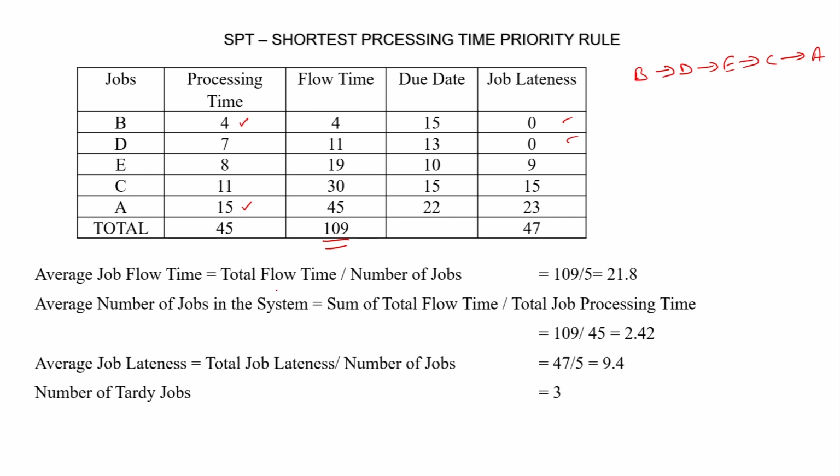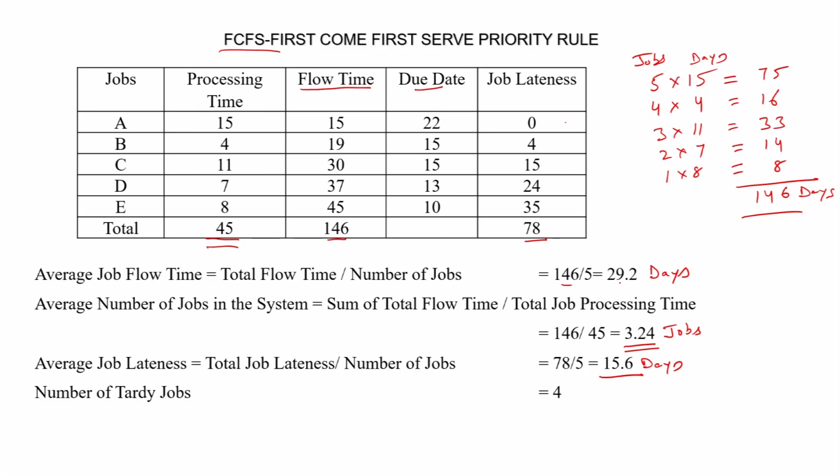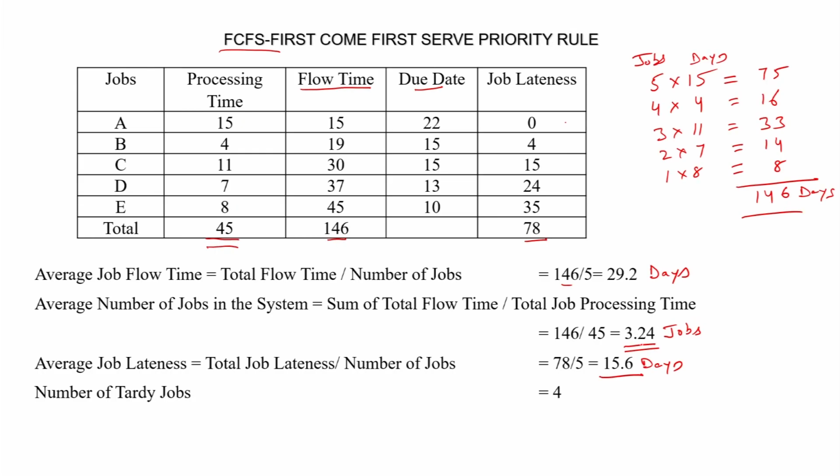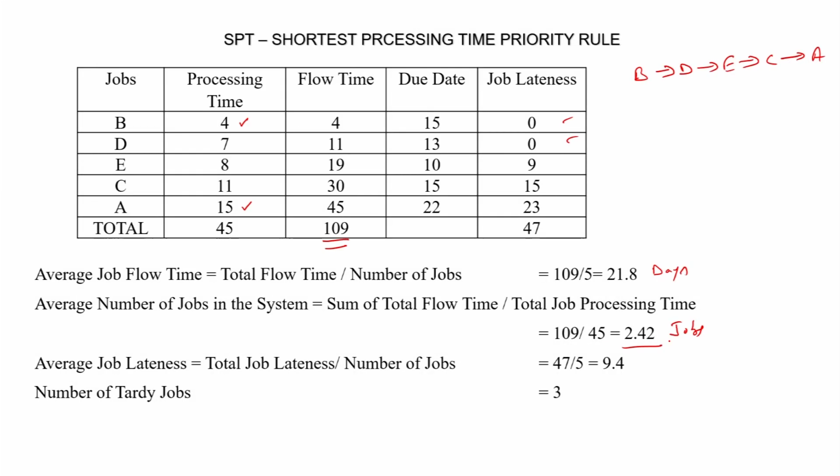Average job flow is total flow time divided by number of jobs, that is 109 divided by 5, 21.8 days is the average flow time, which is lower than the 29.2 days of the first come first serve system. Similarly, average number of jobs in the system is also reduced. In the previous case it was 3.24, which has been reduced to 2.42. Average job lateness is also reduced, and number of tardy jobs are also reduced from 4 to 3.